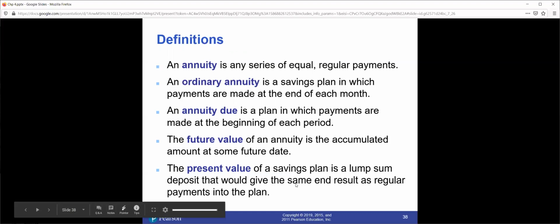They're money terms because annuity is the payment. So we've got to have our own special language here. Future value of an annuity is the accumulated amount at some future date. That kind of makes sense, right? And the present value of an annuity or savings plan is a lump sum deposit that would give the same end result as regular payments into the plan. So present value is present value.